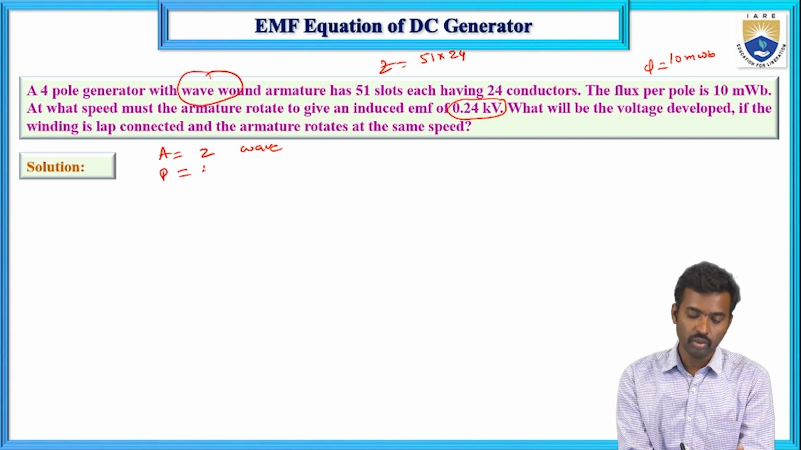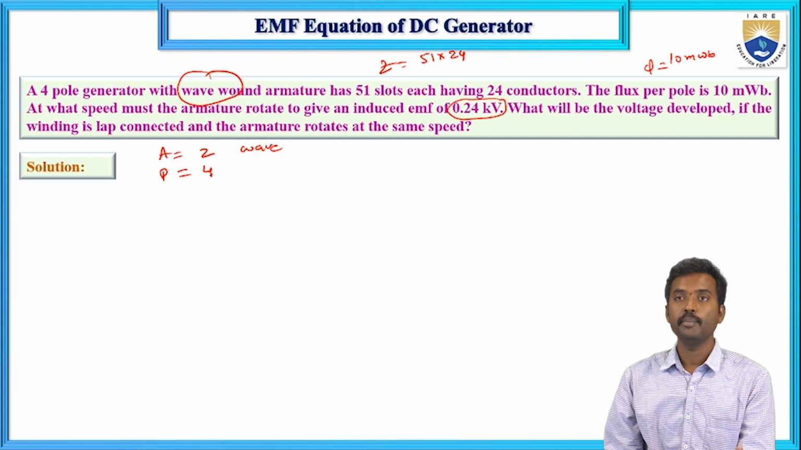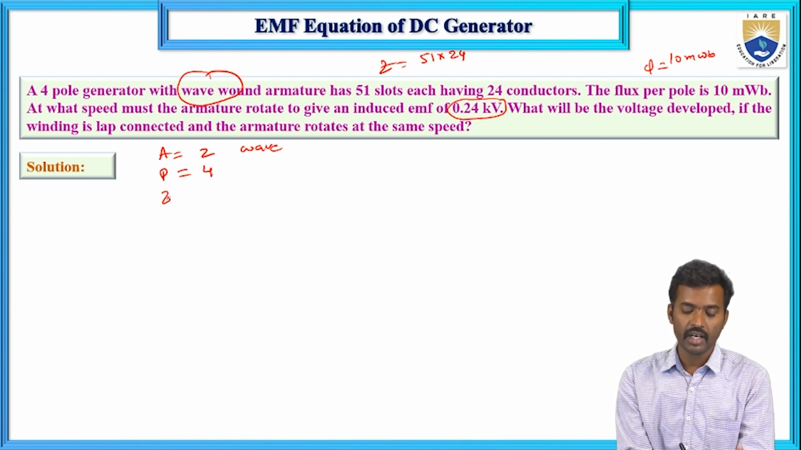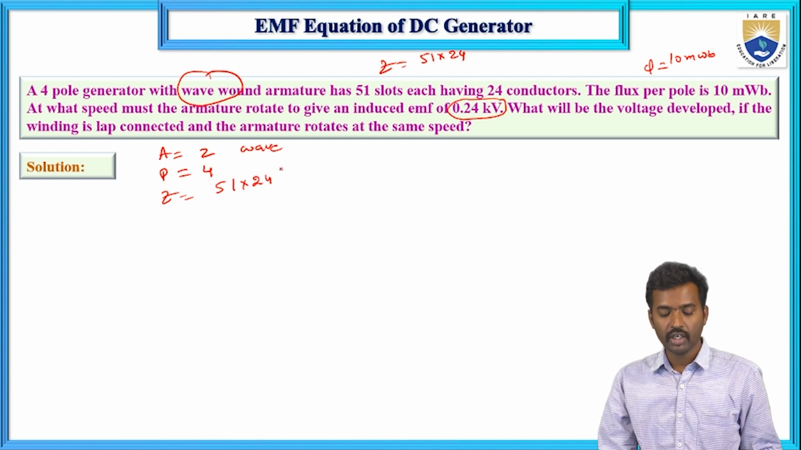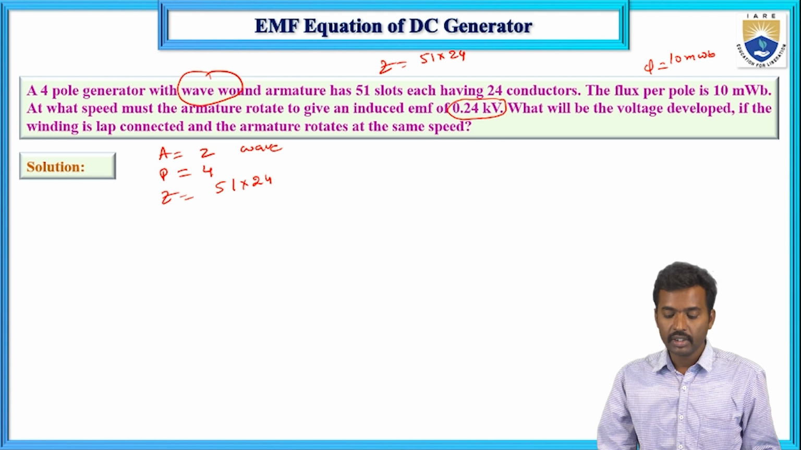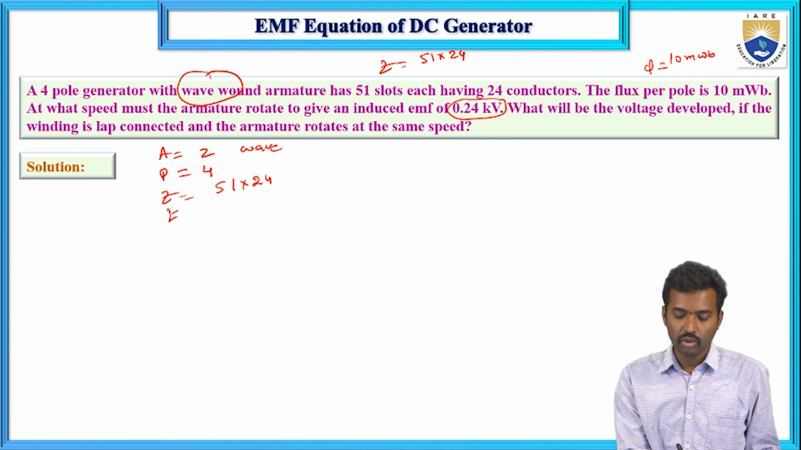And P equals to total number of poles. P equals to 4, a total 4-pole DC generator. Z equals to total number of slots into number of conductors per slot, that is 24, and Z equals to 51 into 24. And next, Eg equals to generated EMF 240, that is 0.24 kilovolts, that equals to 0.24 into 10 power 3, that equals to 240 volts.